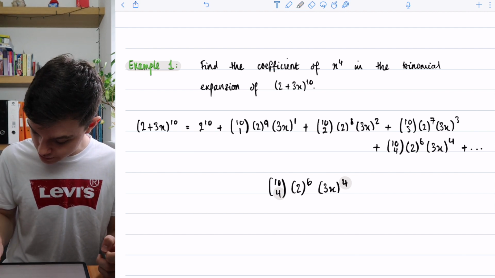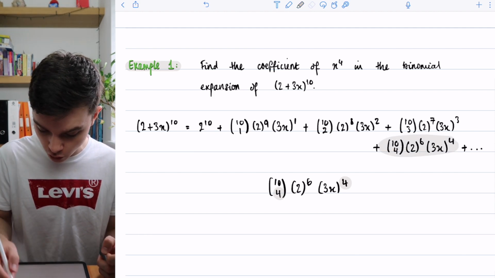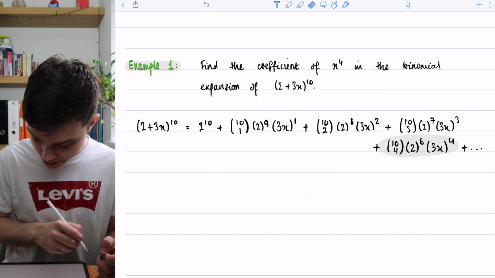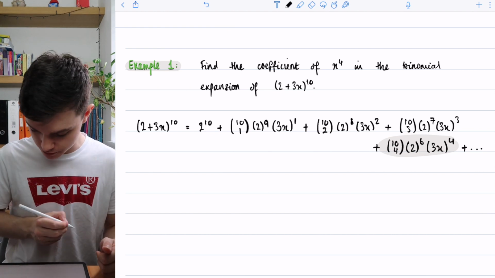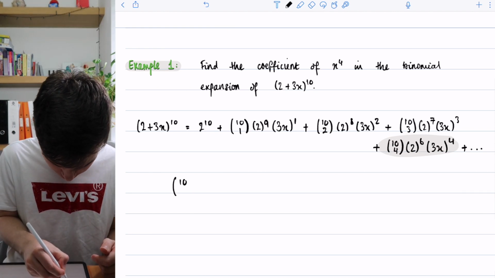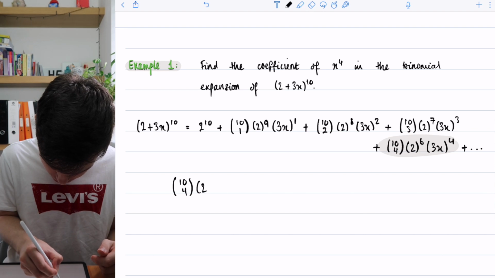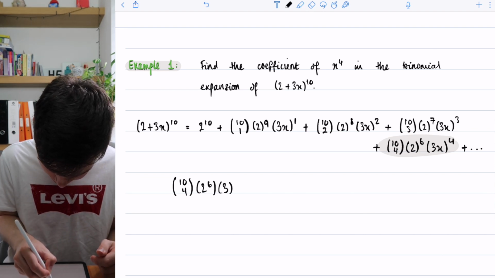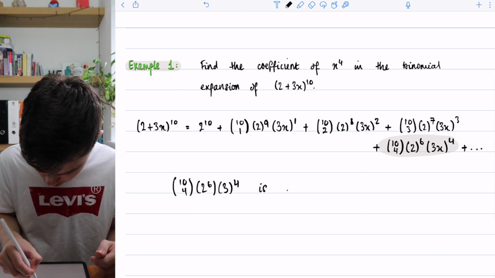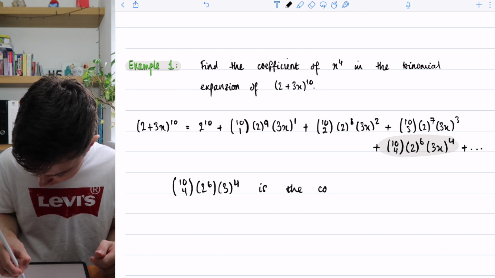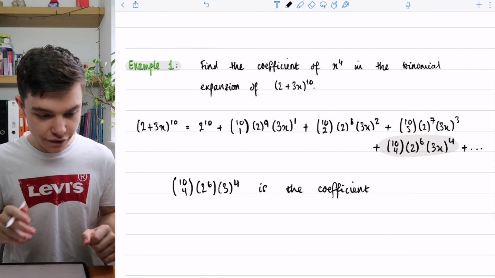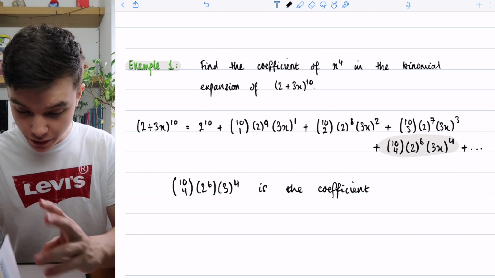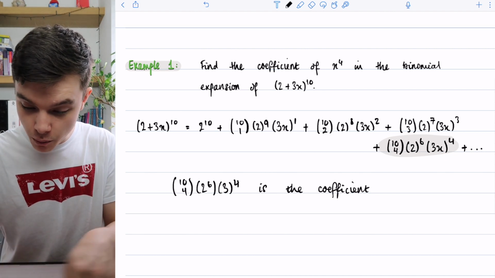Right, anyway, this is the term that is going to give us x to the 4, so I'm just going to rub this out here. And then what we really want to do is just do the calculation on the coefficient. So 10C4, 2 to the 6, 3 to the 4 is the coefficient. We don't need the x part because we're just being asked for the coefficient, and that's just the number in front of x to the 4. So that's my coefficient.